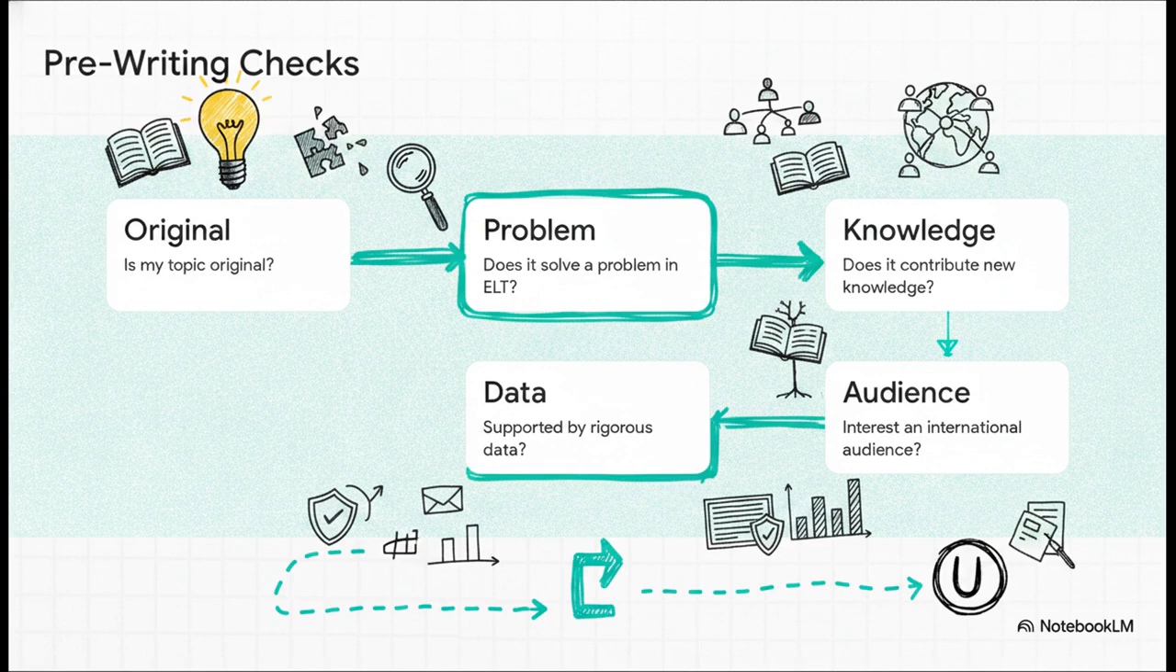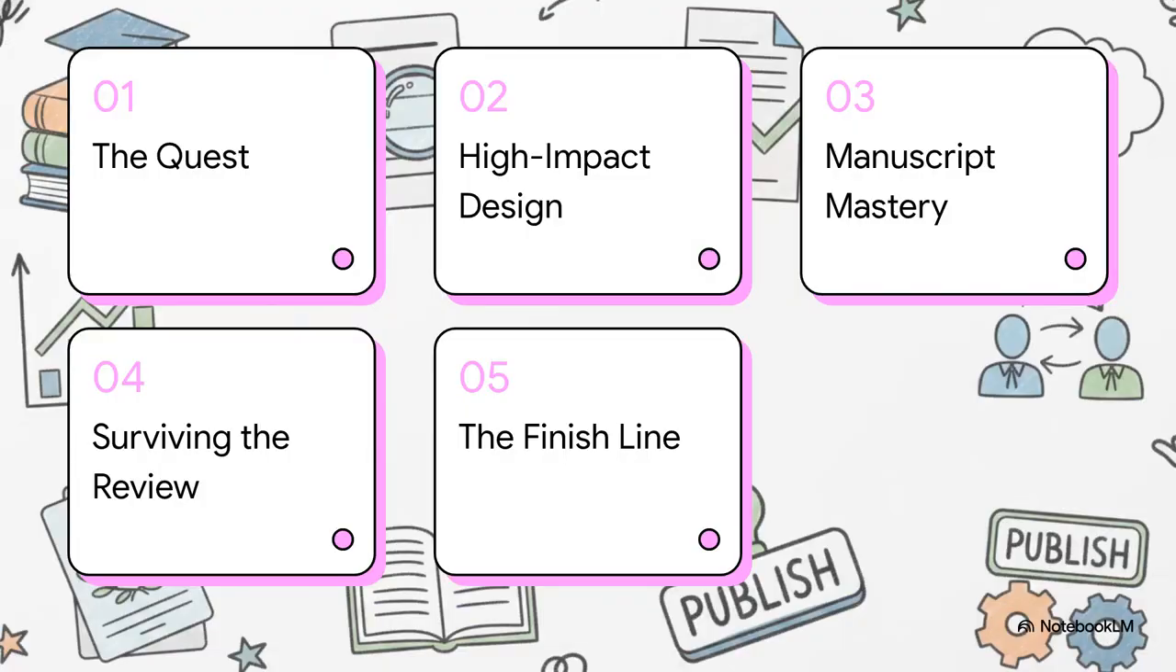If you're saying no to literally any of these, you've got to stop, turn back, and refine your research design before facing the editors. You've got to build a rock-solid foundation first. Here's our game plan for today. We'll start with the quest for publication. Then we'll dive into Technique 1, high-impact design, followed by Technique 2, manuscript mastery, and Technique 3, surviving the review. Finally, we'll cross the finish line.